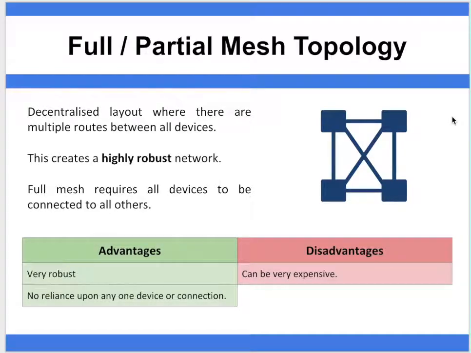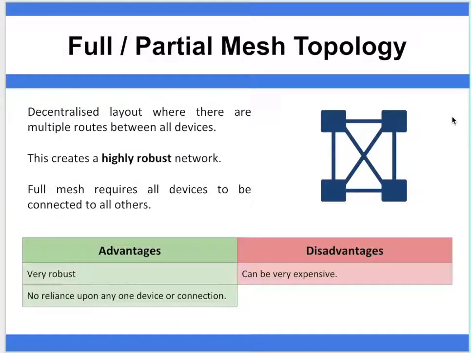Full or partial mesh topology is a type of network topology known as decentralized, where there are multiple routes to get between different devices. It creates a really highly robust network, but it does require all devices to be connected to all other devices for it to be classed as a full mesh.